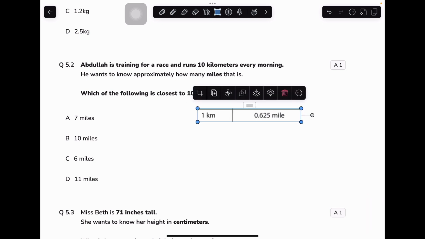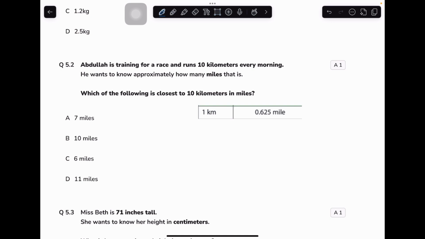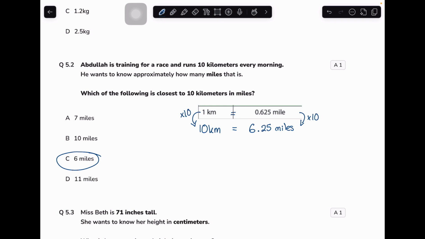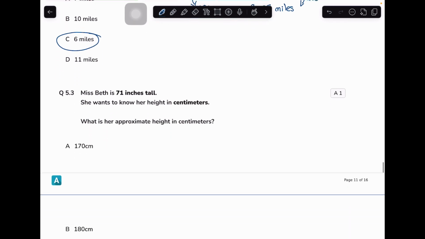Okay, so I know that he's running 10 kilometers, so I'm going to write that on the same side. Ooh, that's a little bit much, isn't it? I'm going to write that on the same side here, so 10 kilometers. Here we are multiplying by 10, so I'm going to do the same thing on this side to convert to miles. Okay, so 0.625 multiplied by 10 is 6.25 miles. So in terms of the answers, which is the closest to 10 kilometers in miles? Well, 6.25 would round down to 6 miles. So there we have it. Okay, on to the next.